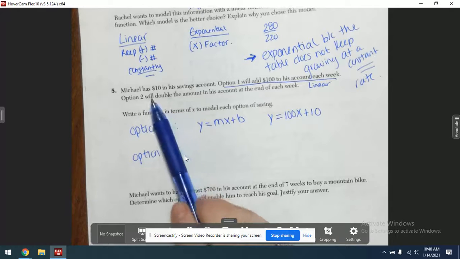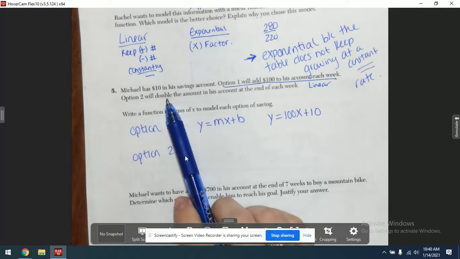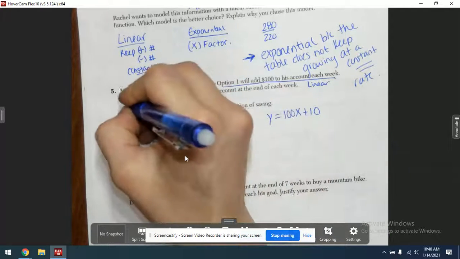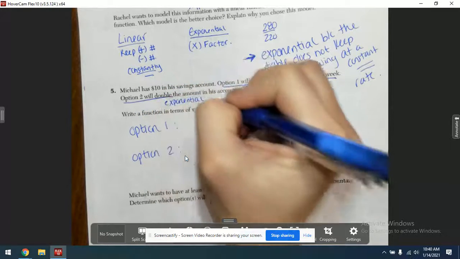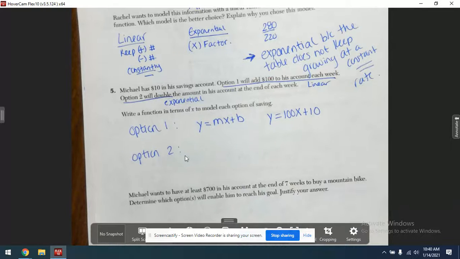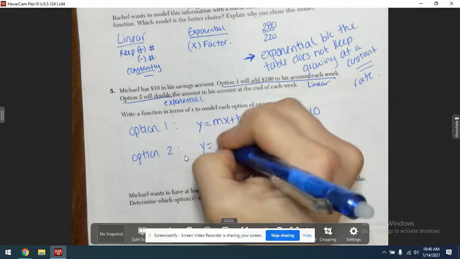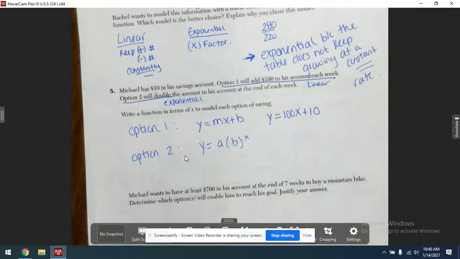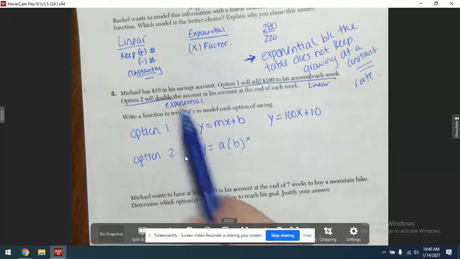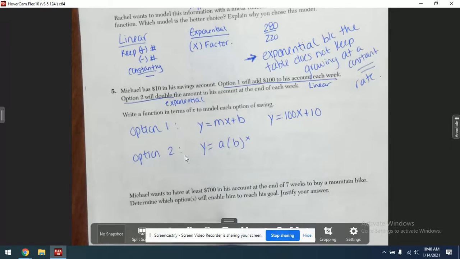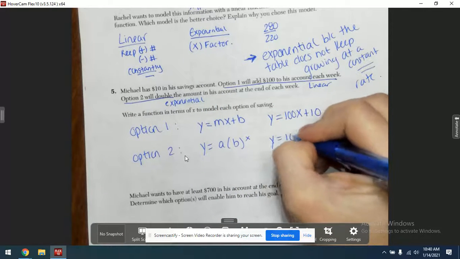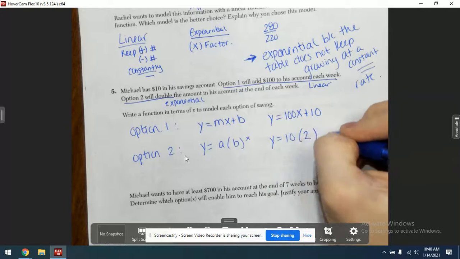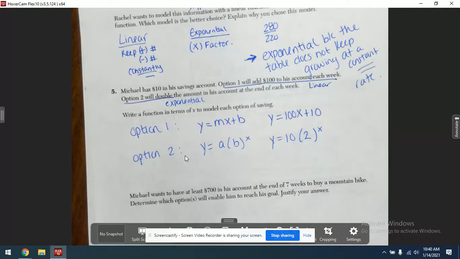Option 2 is that it will keep doubling. So that's exponential, because doubling means you keep multiplying by 2, right? And multiplication represents exponential. The equation of an exponential function is a times b to the x. This is not a percent, so I don't have to worry about that b value at all. I just literally put the double in there, which is 2. And so we're starting with $10. I keep doubling the amount of money. And there we are, there's my 2 equations. Okay?